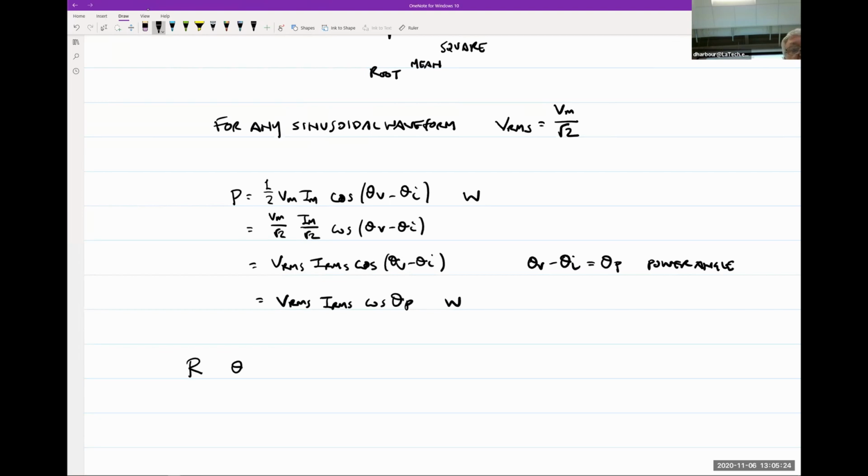And remember, for a resistor, theta V equals theta I. Theta P equals 0 degrees, because they're sitting there at the same phase. So the real-time power, or the average power for a resistor, P sub R, just comes out to be V RMS I RMS.